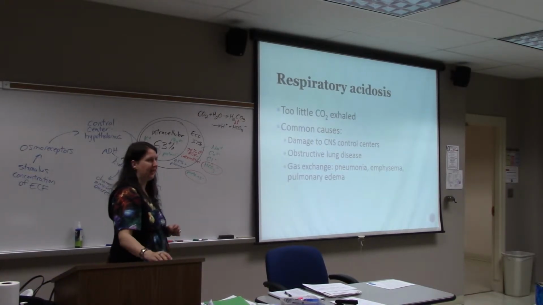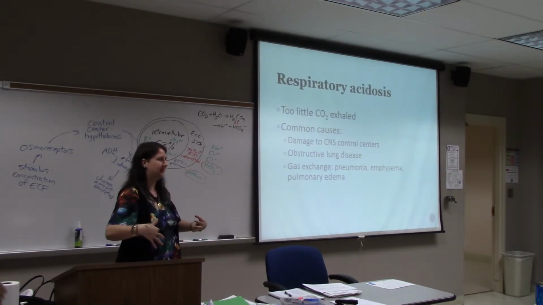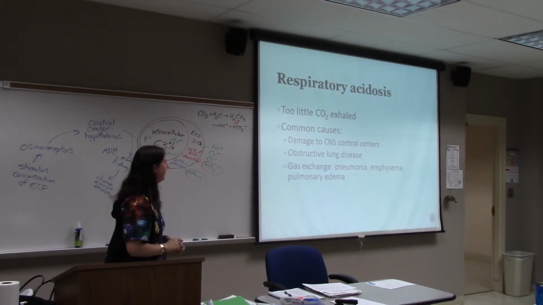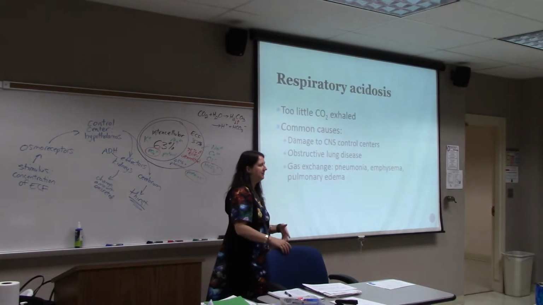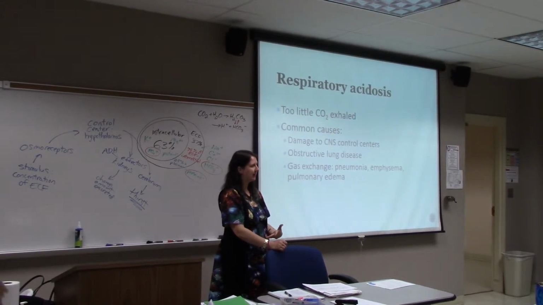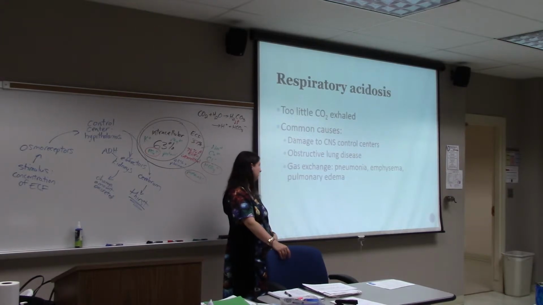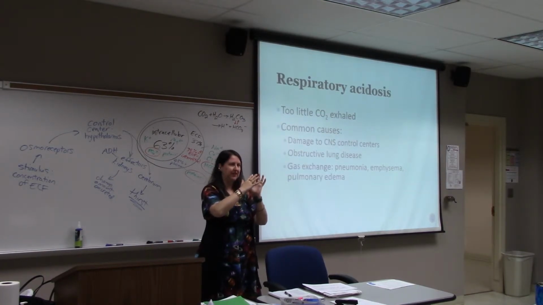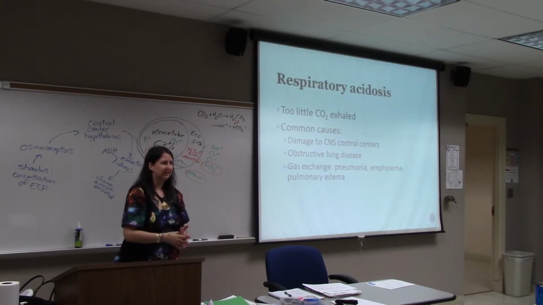So to look at these one at a time, respiratory acidosis is not enough CO2 being exhaled, either because it's not diffusing into the alveoli quickly enough, or you're not able to breathe fast enough to get rid of it. This can come from damage to the control centers in the CNS, so they're not setting the rate correctly, obstructive lung disease, and then gas exchange problems like emphysema, pneumonia, or pulmonary edema, which has fluid increase in the respiratory membrane, so between the alveolar and capillary walls. That makes it a longer diffusion distance.